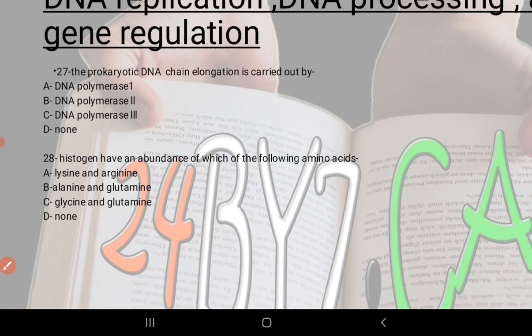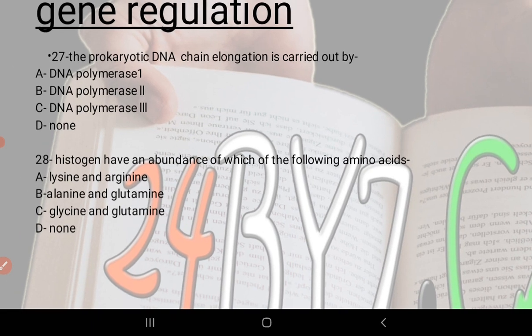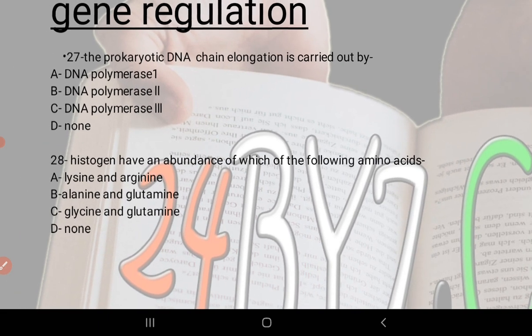The prokaryotic DNA chain elongation is carried out by option A, DNA polymerase 1, option B, DNA polymerase 2, option C, DNA polymerase 3, or option D, none. So the right answer is option C, DNA polymerase 3. The prokaryotic DNA chain elongation is carried out by DNA polymerase 3.